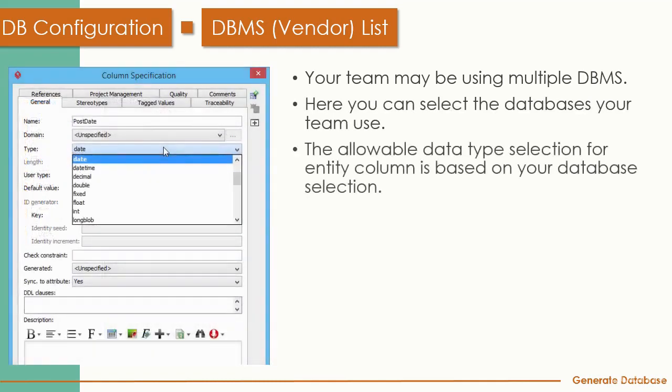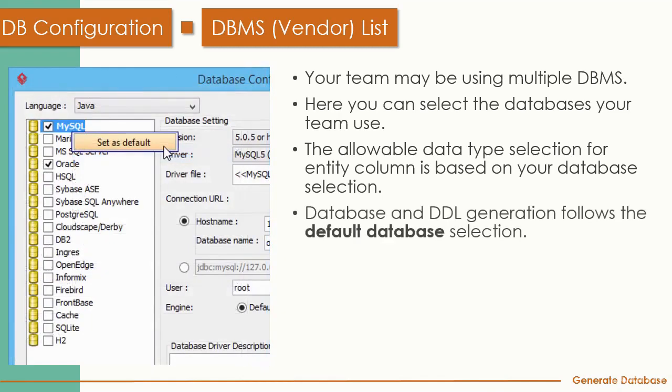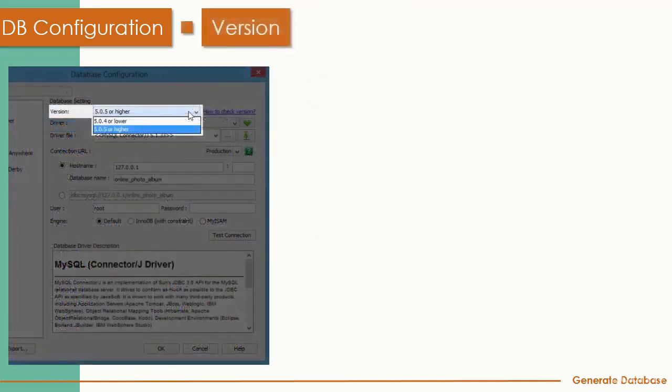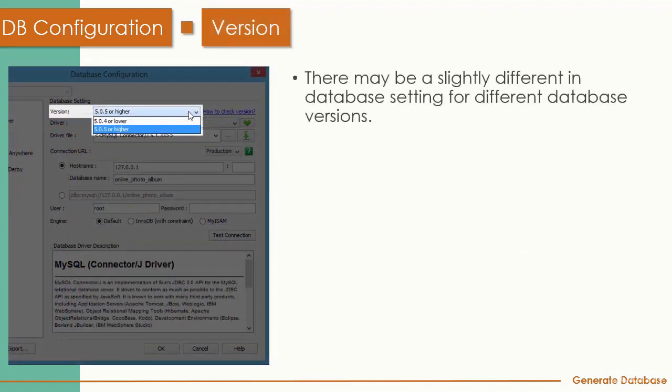The allowable data types when you're doing the modeling follow the database you select. Like if you pick Oracle as the default database, then we will show numeric rather than integer. If you pick MySQL, we will show int, things like that. The database DDL generated syntax is based on the default database option. You can right click on the database and set it as the default using the pop-up menu. And then on the right hand side of the screen, you will see the version. You pick the version closest to the database engine you use.